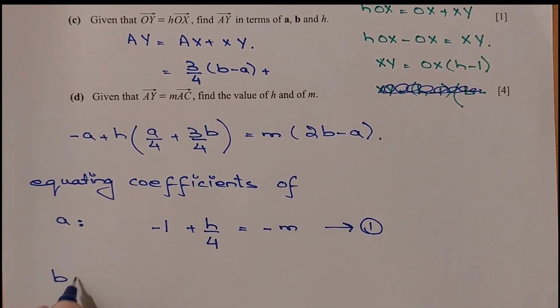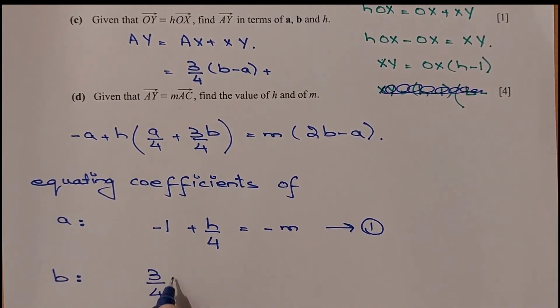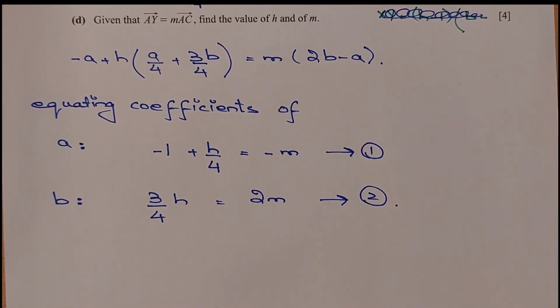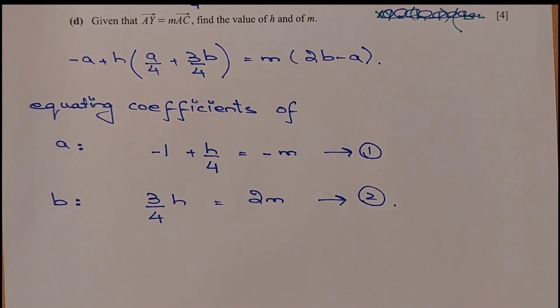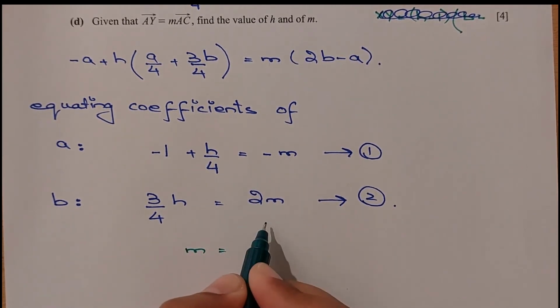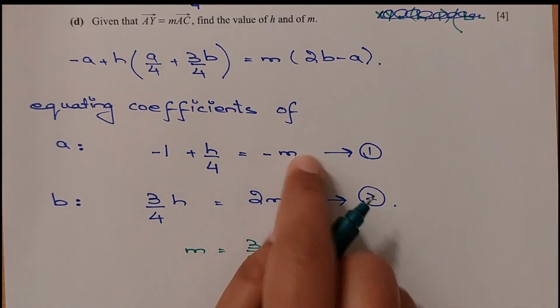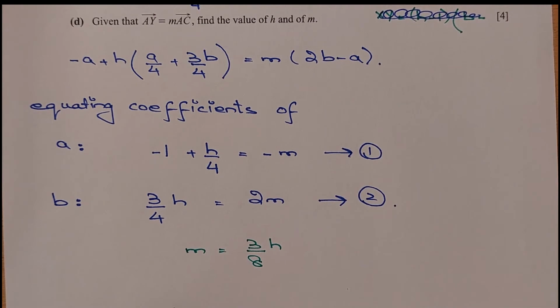Now let me equate the coefficients for b. We have 3 by 4h equals 2m. This is my second equation. Right, so both equations are in terms of h and m. So let me solve for m from the second equation. So m is equal to, dividing by 2, 3 by 8, 2 times 4 is 8, h, right? Substituting the m over here, we have m is equal to h minus h by 4 plus 1.